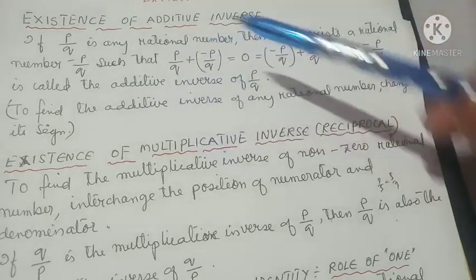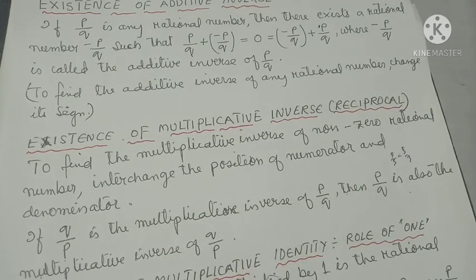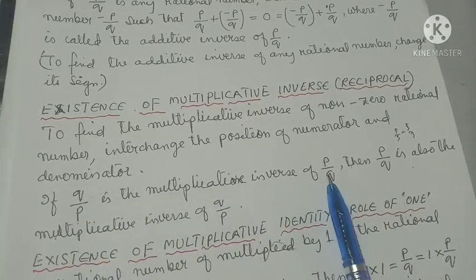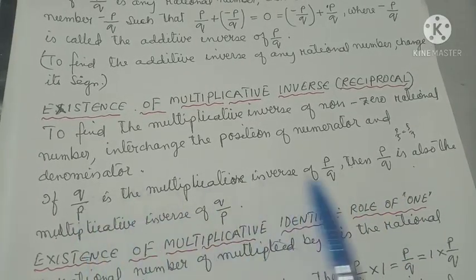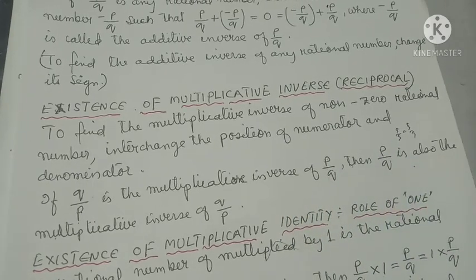Whereas the multiplicative inverse is the reciprocal. In the case of the reciprocal, we have the same sign as the number. The sign will be the same, but the numerator and denominator are interchanged. If it is positive, positive will be there. The only thing we need to change is the numerator and the denominator. These are the two things that we have to understand.